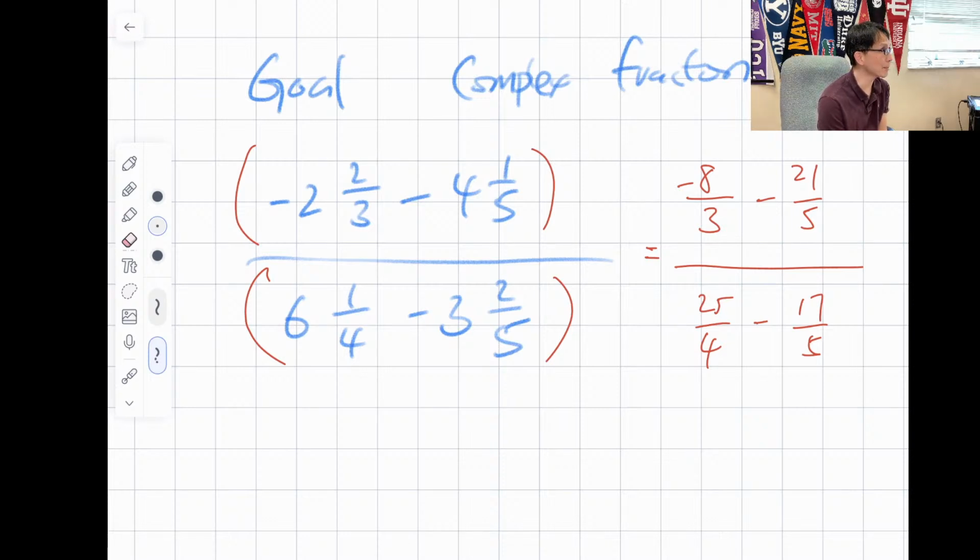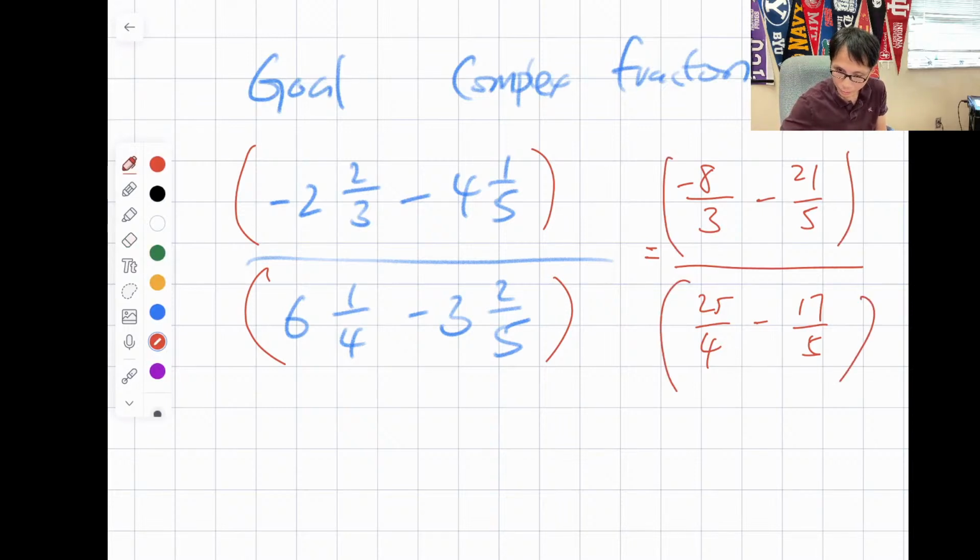What do we do next? There's still parentheses there. So what's the common denominator here? 15 on the top. So what do I need to multiply on here? Negative 8 over 3 is going to be 5 over 5 times negative 8. 5 over 5, good. What about the other one? 3 over 3 times 3 over 3, good. How about here? 20, so what do I need to multiply? 5 over 5, and this is 4 over 4. Am I going too quick?